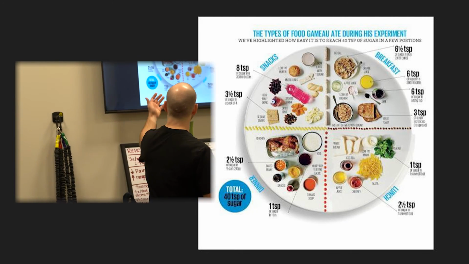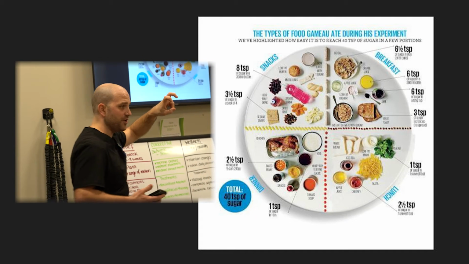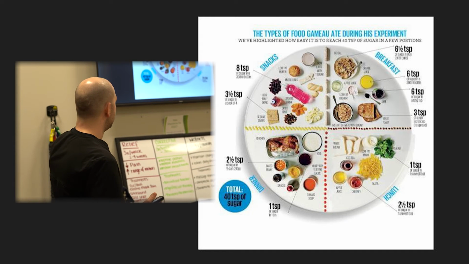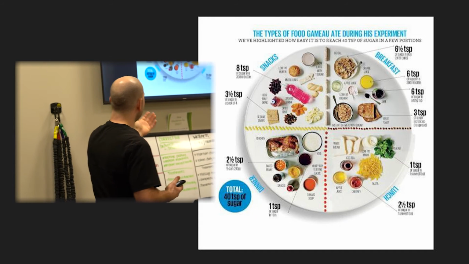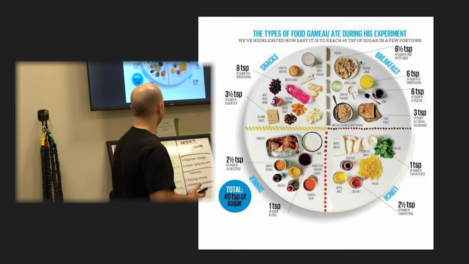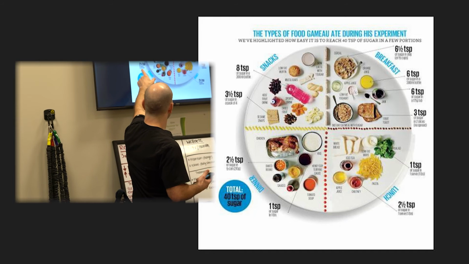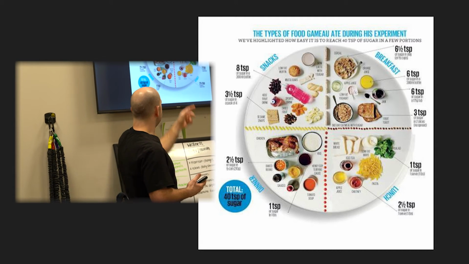So let's look here. This is like a Gatorade or something like that, a sports drink, right? 8 teaspoons of sugar. Sesame snaps, little crackers, 3.5 teaspoons of sugar. Baked beans, basically in half a can, 2.5 teaspoons of sugar.